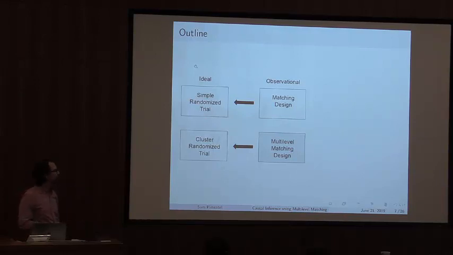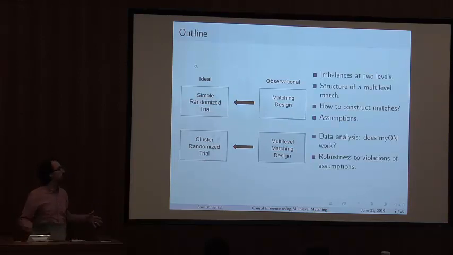So in order for the multi-level matching design to reshape our data in a way that represents a cluster randomized trial, there are a few complications we have to deal with. The big one, of course, is that there are these two levels, and variables measured at both of them that may be out of balance. So we need some kind of study design that's going to solve imbalances at both those levels. This means we need a special kind of structure for our multi-level match, and that makes it a little more complicated to actually construct the match. So I'll talk a bit about how we solve that problem.